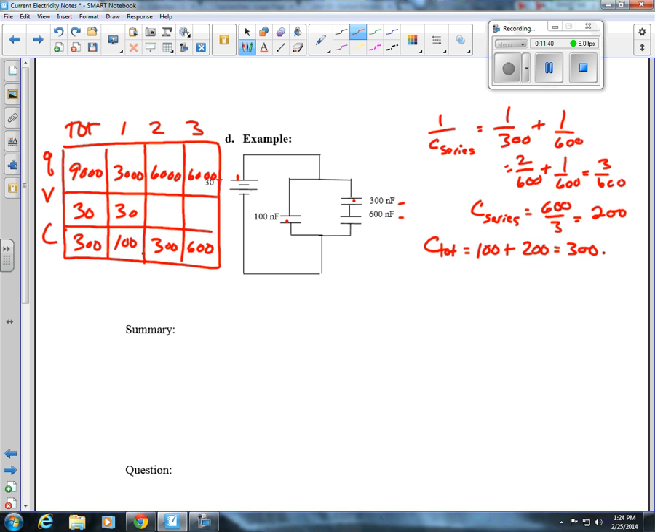Then I would do 6,000 divided by 300, and that's going to give me 20 here. And 6,000 divided by 600 is going to give me 10. That's nice because the voltage from here to here then is 20 plus 10, which gives me 30, and that's what the total voltage was there. So that is capacitors and circuits.